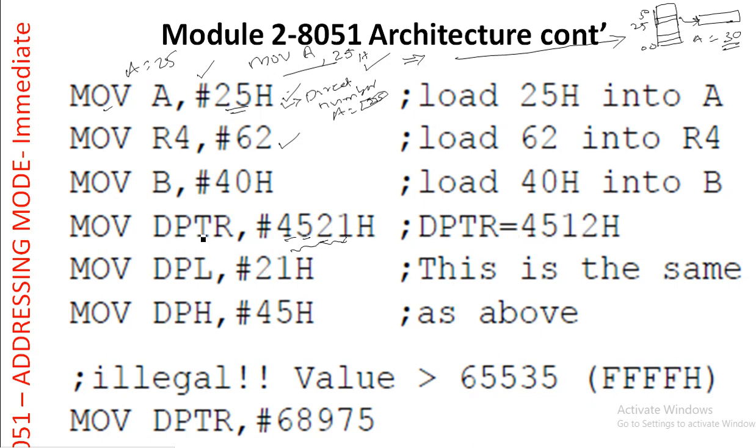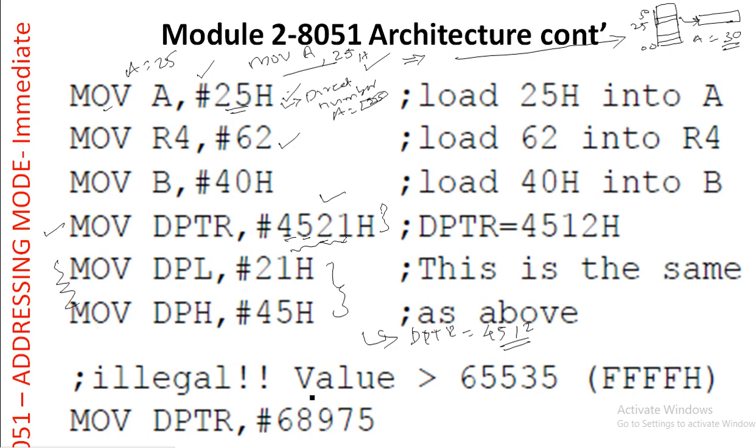You can access DPTR by DPL and DPH. So the lower byte with 21, DPL hash 21, and DPH hash 45. So with one instruction you can copy DPTR with 4521, or with these two separate instructions you can perform the same action. After these two operations, DPTR will be 4521. So either you can use a single instruction to copy the DPTR value, or these two instructions.